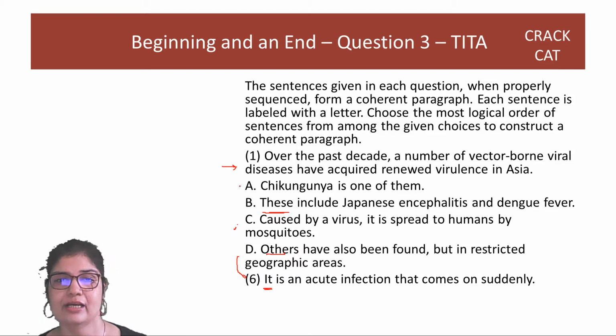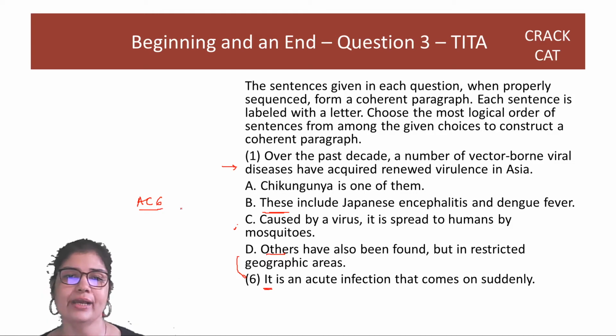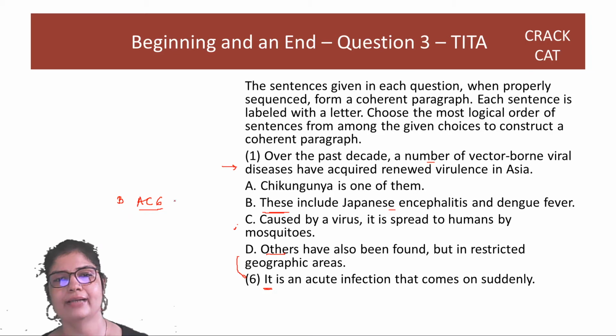B cannot end. So A and C have to go together. Chikungunya is a single disease and C talks about it and 6 also talks about it. So AC6 has to end. Now we are left with these include and others. So these matlab kya? A number of diseases. These include. So B has to start. And now we are left with D.